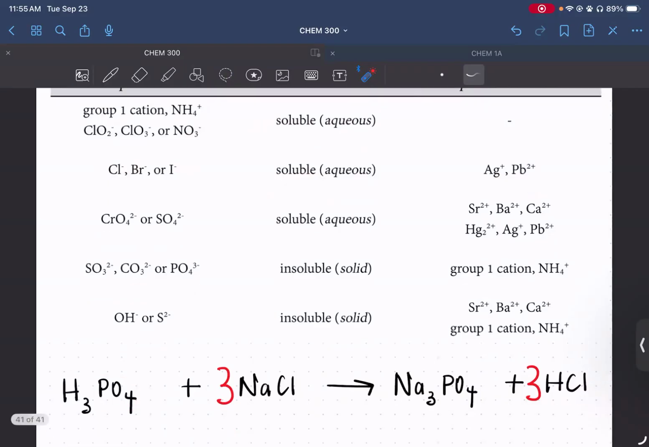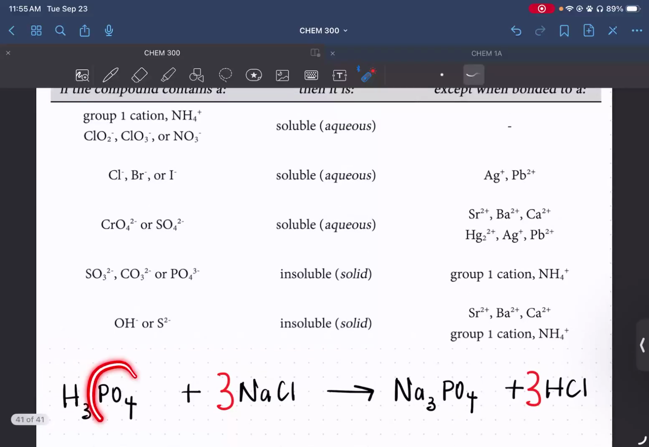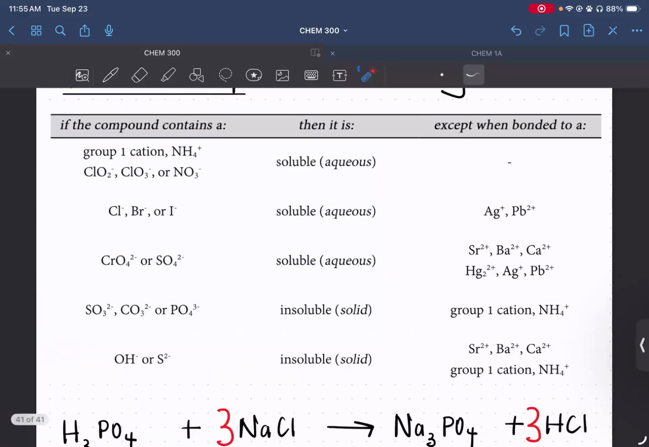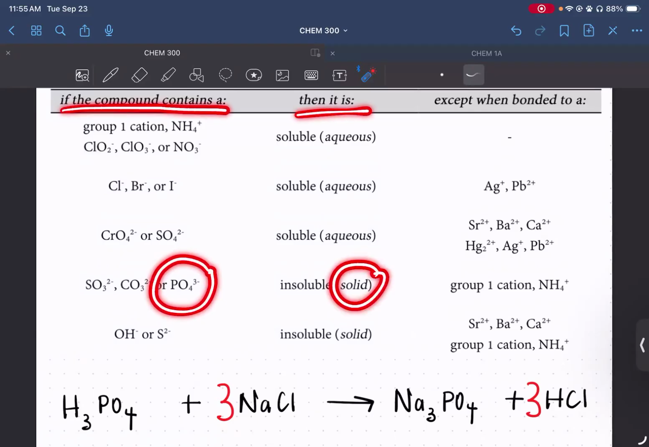From left to right, we start with H3PO4. We see a PO4 as part of the formula, and we also see PO4 on the sheet. You have the hard copy in front of you. So let's read it. If the compound contains a phosphate, then it is solid, except when bonded to a group 1 cation. And guess which group hydrogen is in?